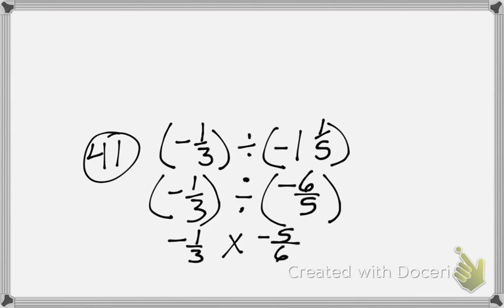I do not have any canceling that I can do this time. So I'm just going to multiply straight across. 1 times 5 is 5. 3 times 6 is 18. And because it's a negative divided by a negative, that is going to be a positive 5/18 for my answer.